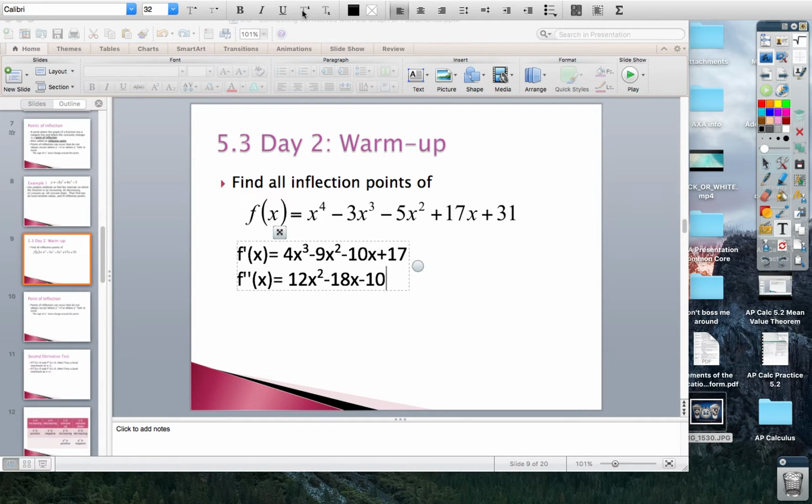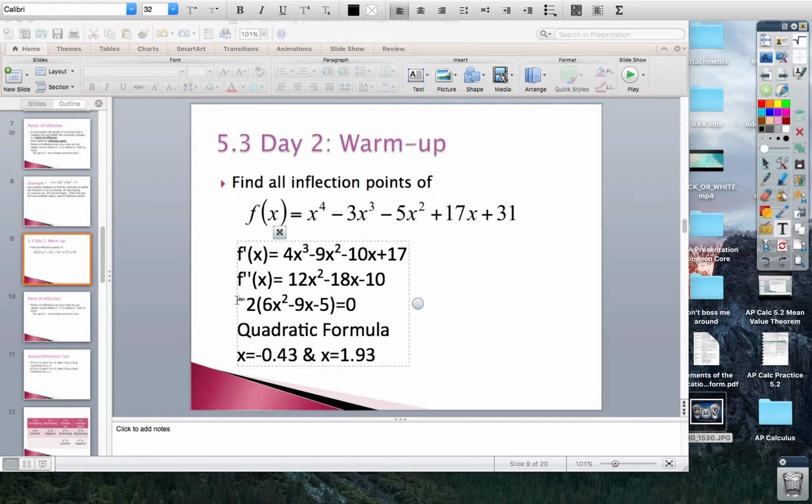And next thing we're going to do is go ahead and start solving this. So first thing I did is I tried to factor everything out. And then I tried using the X-box method on this particular equation, and unfortunately it didn't work. So when that failed, I went ahead and did the quadratic formula. And I got x equal to negative 0.43 and x equals 1.93. These gave us all of our points of inflection.